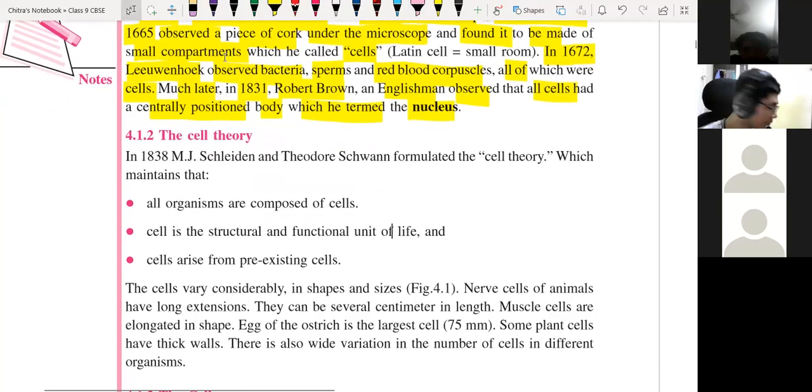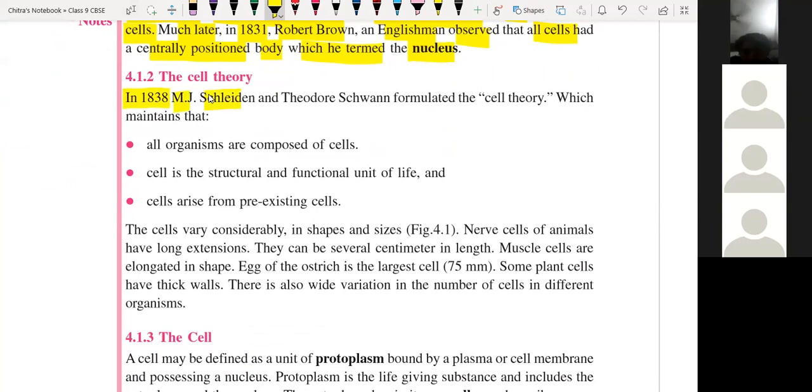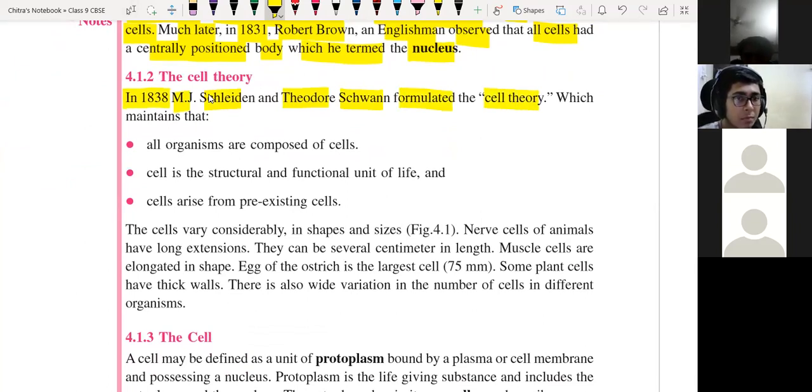Now we are going to discuss the cell theory. In 1838, M.J. Schleiden and Theodore Schwann, whom we generally call Schleiden and Schwann, formulated the cell theory. These two scientists worked on it together. According to them, all organisms are formed by cells only, whether unicellular or multicellular. Human beings are multicellular organisms composed of many different types of cells. So their first postulate is that all organisms are composed of cells.